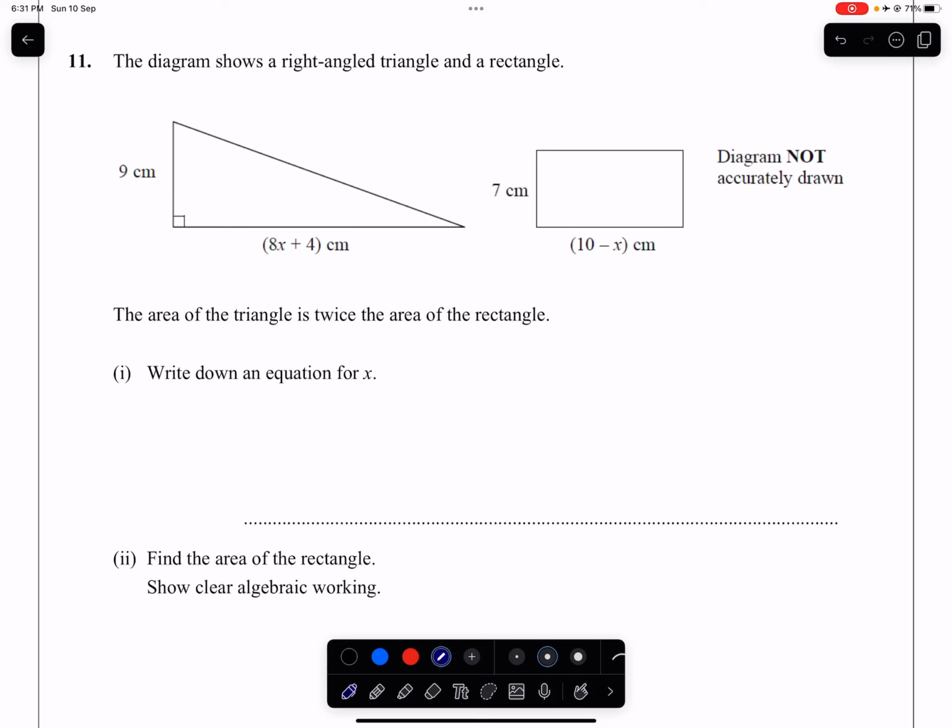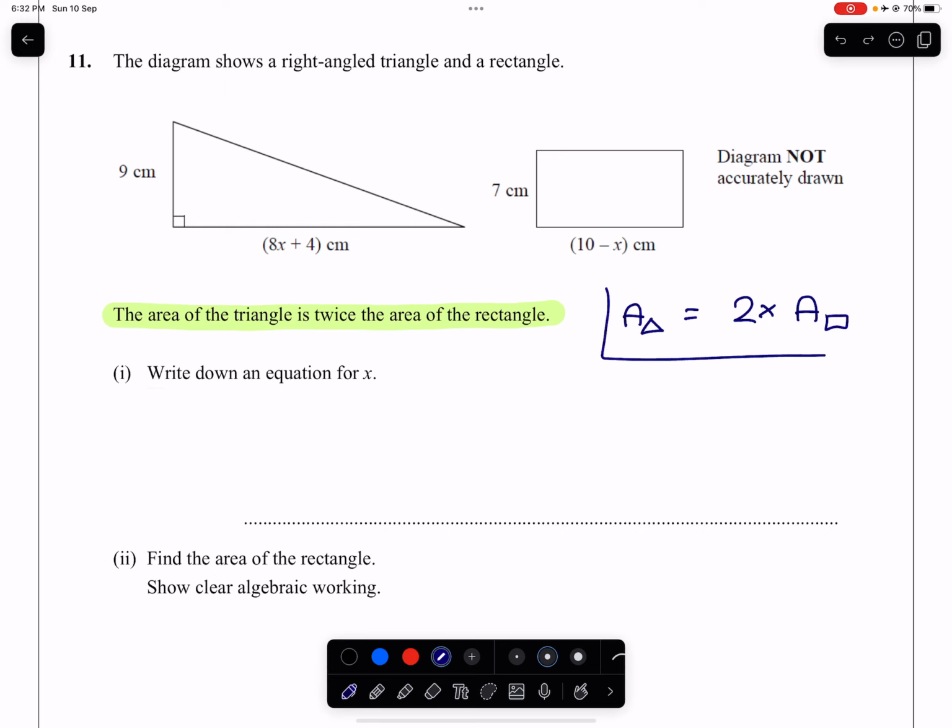Question 11, part 2. The diagram shows a right angle triangle and a rectangle. We are told that the area of the triangle is twice the area of the rectangle. So our area of the triangle is going to equal 2 times whatever the area of the rectangle is. Part 1, write down an equation for x.